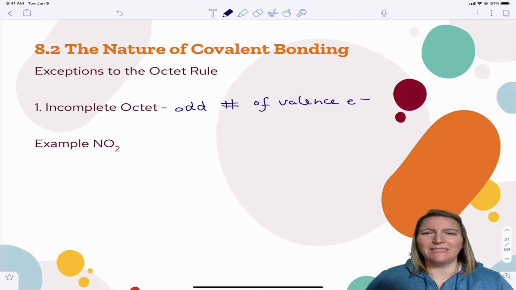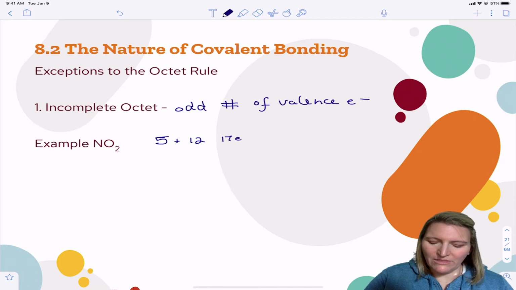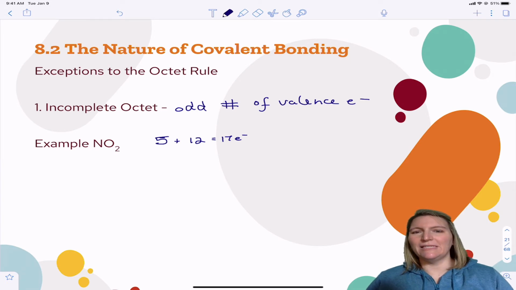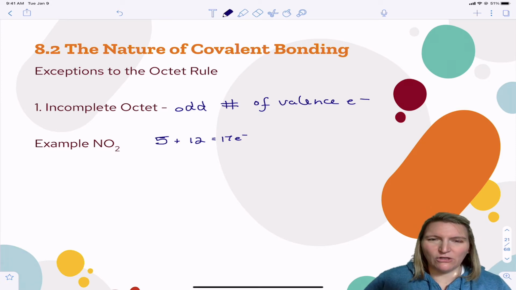An example of this is nitrogen dioxide. Not nitrite, which we looked at in the previous video, because this one doesn't have the extra negative charge of the extra electron. So it only has a total of 5 plus 12, or 17, valence electrons to use. Because that's an odd number, we're never going to be able to make every atom have a full octet. But this molecule does exist. Because it has an odd number of valence electrons, that is a clue that it is quite reactive.